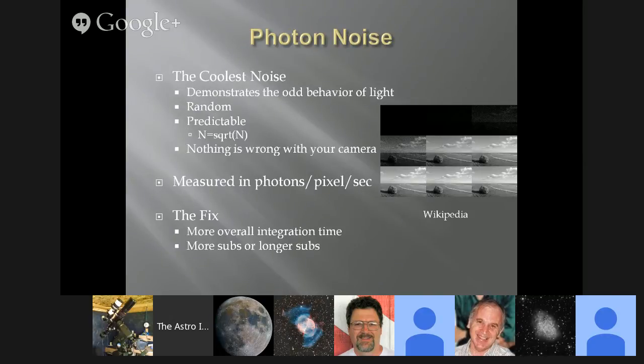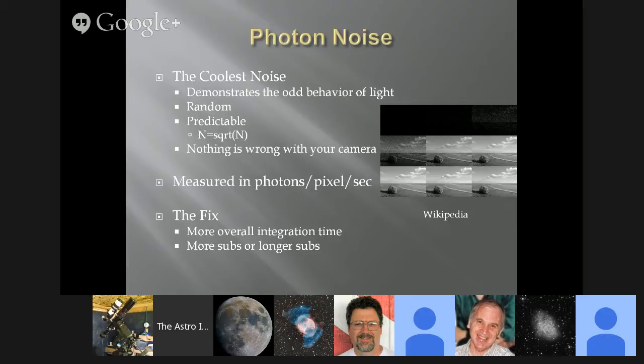Photon noise. Now, I love photon noise. Photon noise, to me, is one of the coolest things. Photon noise really demonstrates the odd behavior of light. You've probably heard of the particle-wave duality, and this is where you get into really cool things. Light behaves as both a particle and a wave. Well, photon noise demonstrates the particle aspect of light. Photons are discrete. You can count them, and that's good, because that's exactly what we're doing.